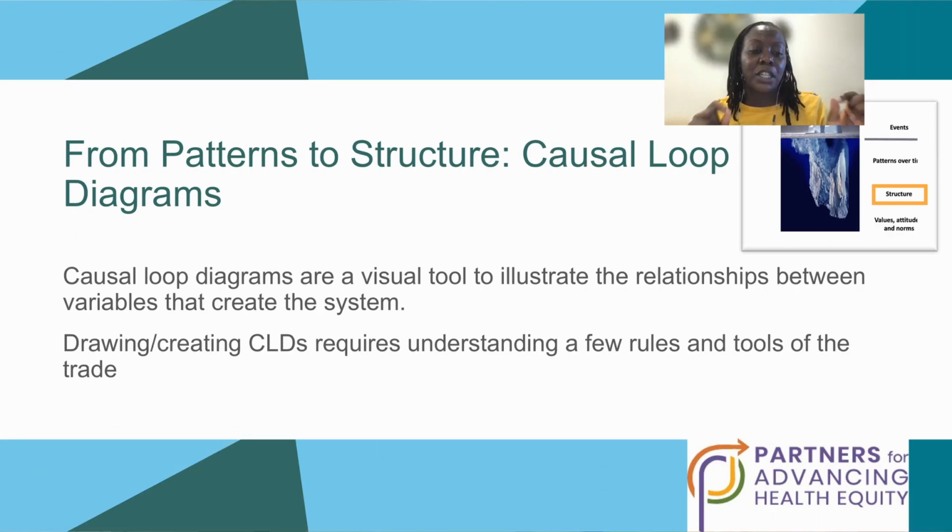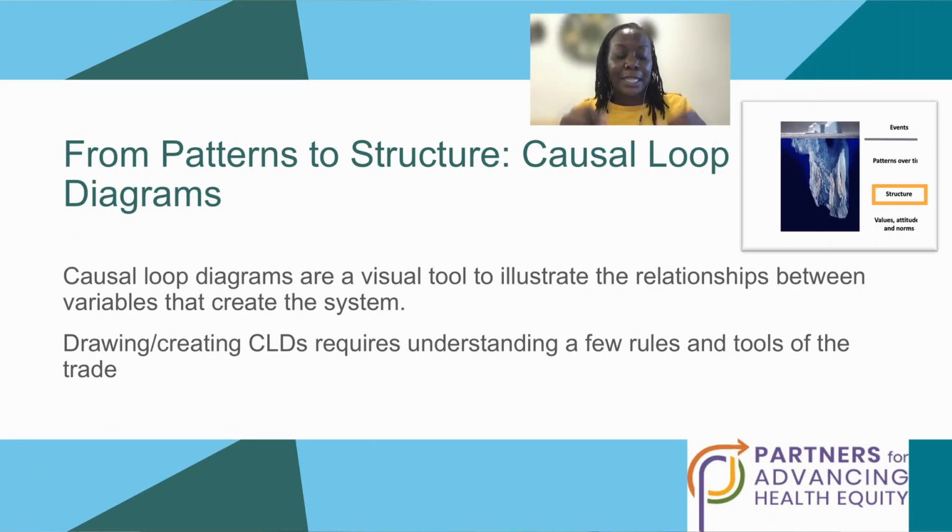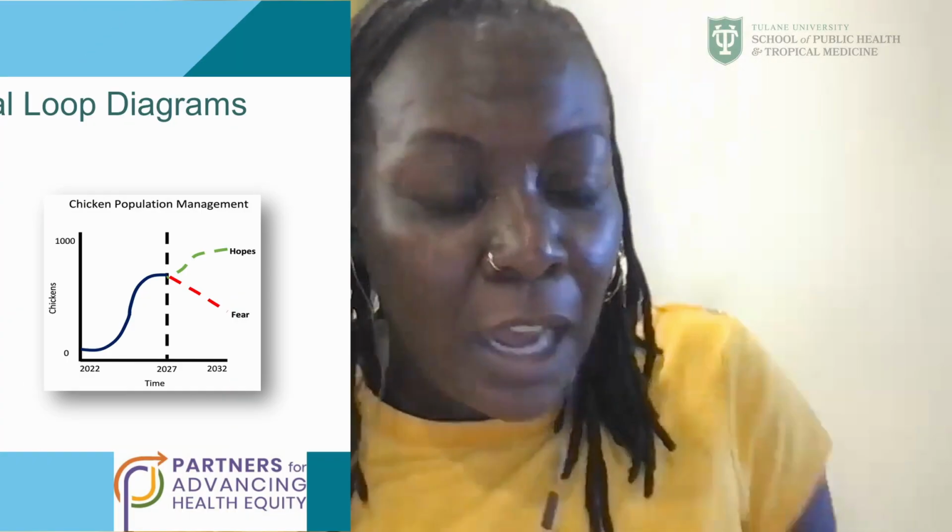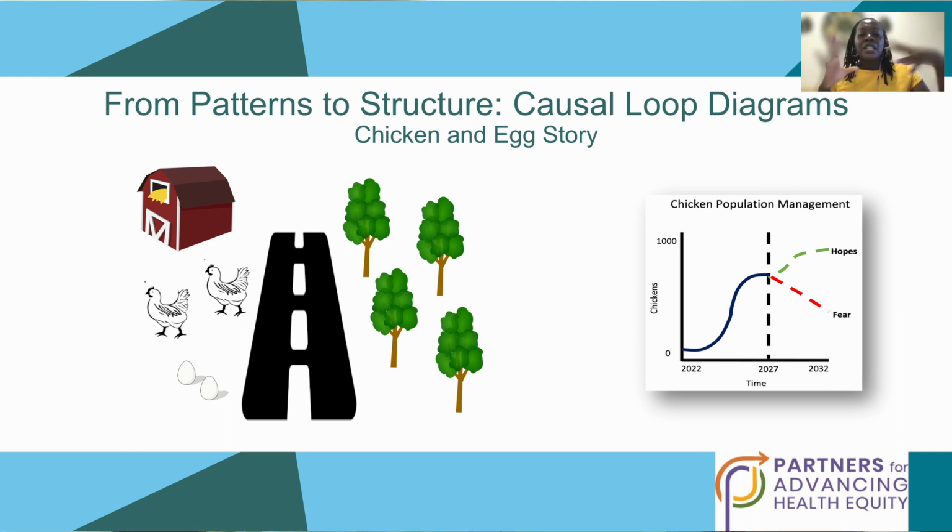All right, so causal loop diagrams are visual tools to illustrate the relationship between variables that create the system. So again, you're taking all those independent variables, how they change over time, to then actually show how they're explicitly related. And drawing causal loop diagrams requires understanding a few tools and tips of the trade. So we're going to go on a journey of chicken farming to understand some of those tools and tips of the trade. There's this chicken farm, and the goal of the farmer is to increase his chicken population. So he has his graph about his chicken population management.